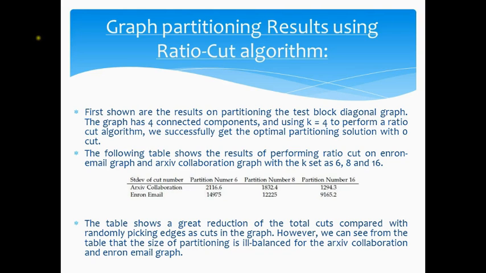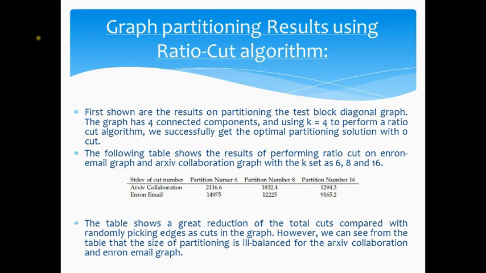As you can see, for partition numbers of 6, 8, and 16, for RZIP collaboration and for Enron email graphs, we have varied partitions. This table shows a great reduction of the total cuts compared with randomly picking edges as cuts in the graph. However, we can see from the table that the size of partitioning is ill-balanced for RZIP collaboration and Enron email graphs. The reason behind this is the topology of the graph.